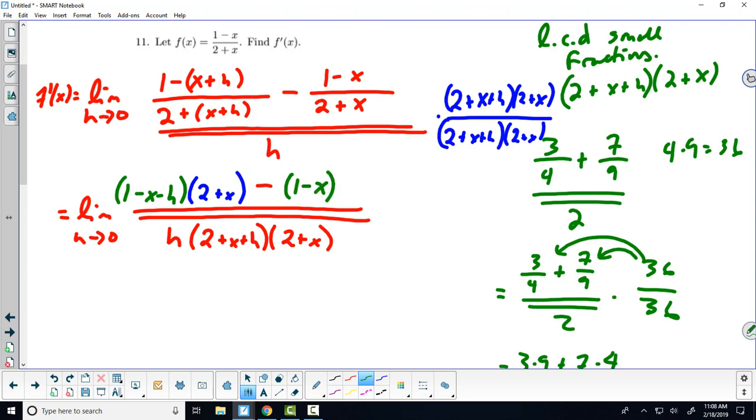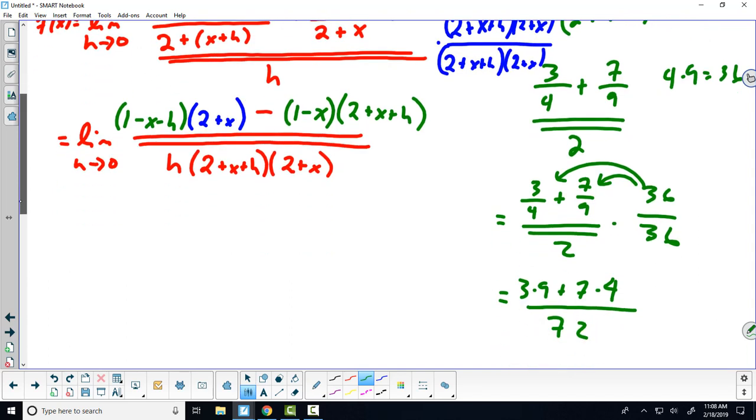Now, when I multiply this numerator to the second term, everyone take a look up here. When I multiply this numerator to the second term, it is these two factors that now cancel. Does everyone see that? Give me thumbs up, thumbs down, thumbs sideways. It's these two terms that cancel, so I'm left with 2 plus x plus h.